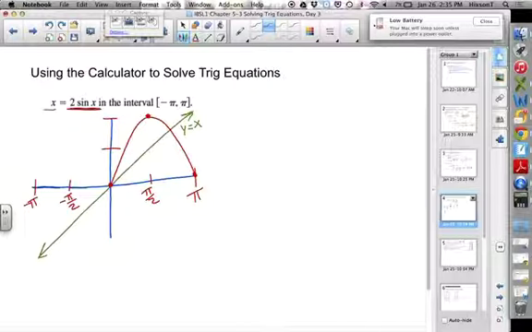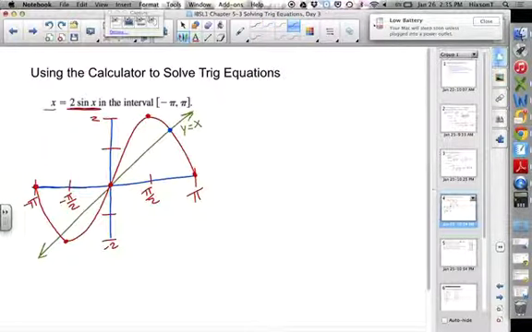And then negative 2 is down here. So it's going to be down at the min value, negative 2, at negative pi over 2. And then it's going to be back up to 0 by the time we get to negative pi. So here's one where the interval is a little different than what we're necessarily used to looking at. How many solutions are there going to be for this equation, in this interval? 3.